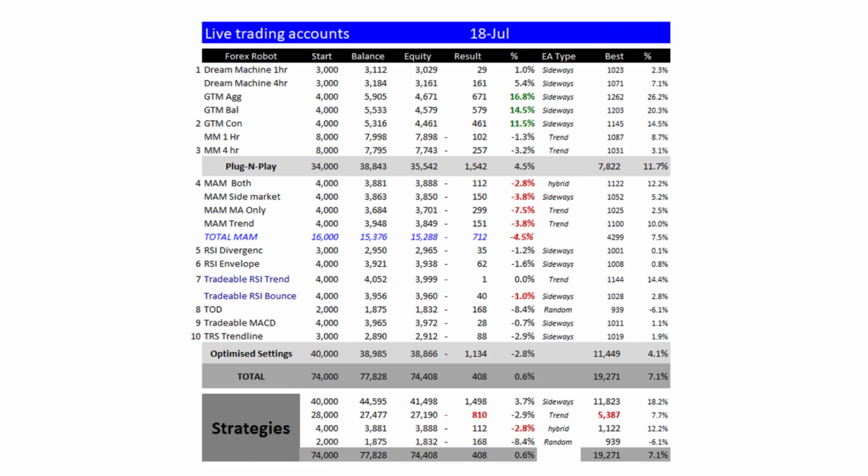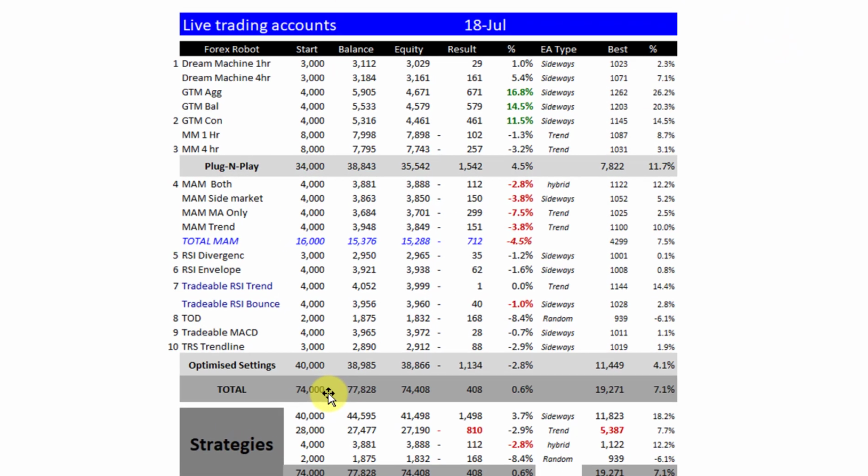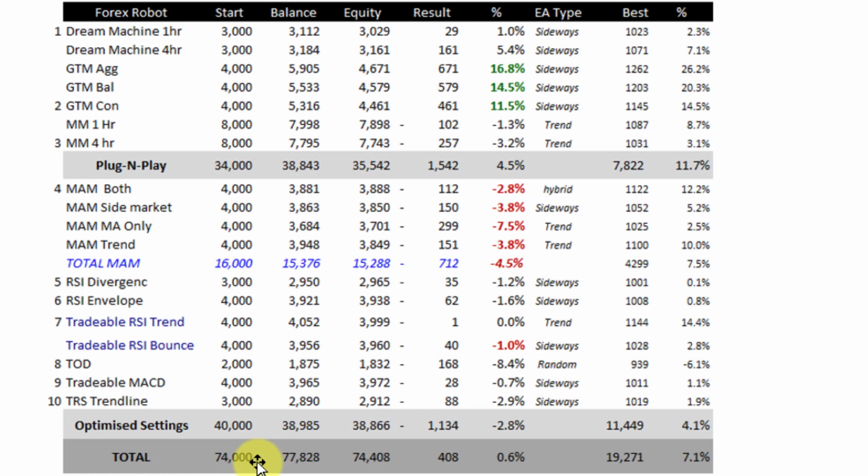Okay, so on your screen now, you can see a summary of the status of the portfolio that we have running to help our clients find the best EAs, the best settings, the best currencies, and the best time frames. And let me explain in a little bit more detail. So if you look down here, you'll see there's $74,000 being traded.